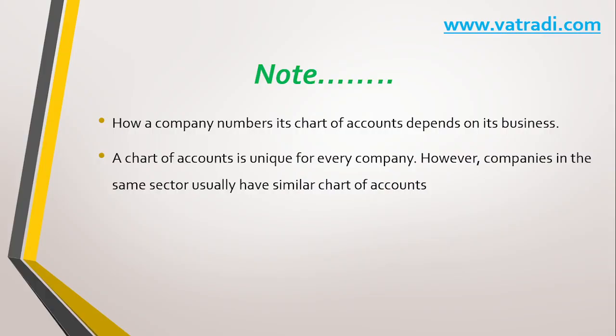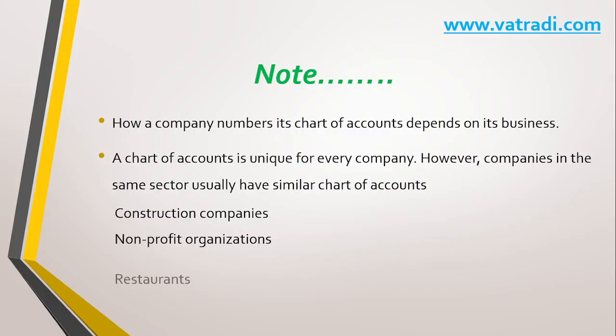However, companies that operate in a similar sector usually have similar charts of accounts. So usually in construction companies, we can find a similar chart of accounts, which will be different from the chart of accounts of a non-profit organization and the chart of accounts of, for example, a restaurant. I insert only a couple of examples in this presentation, but I could insert many more. For example, professional companies have a specific chart of accounts. Companies that operate in the service sector have a specific chart of accounts.